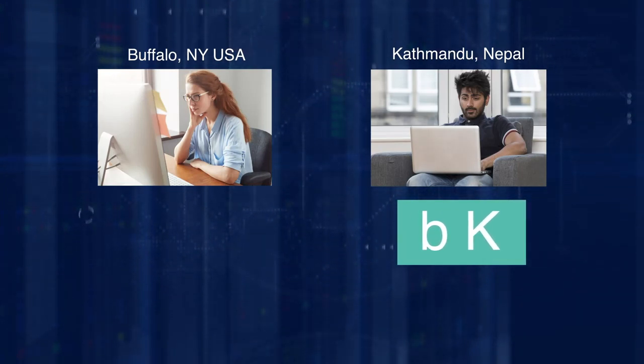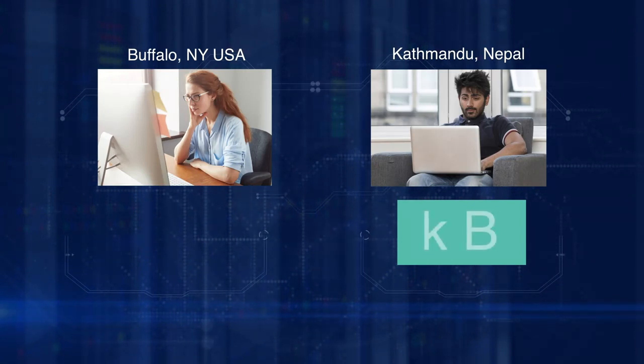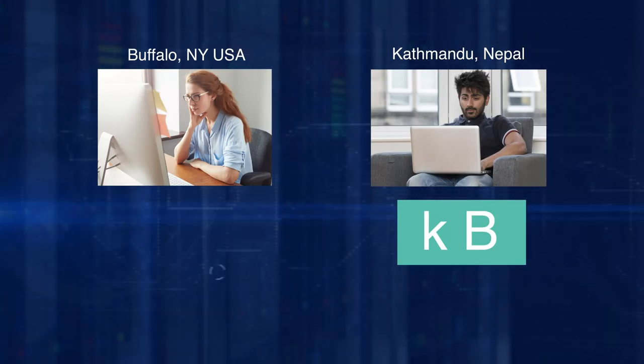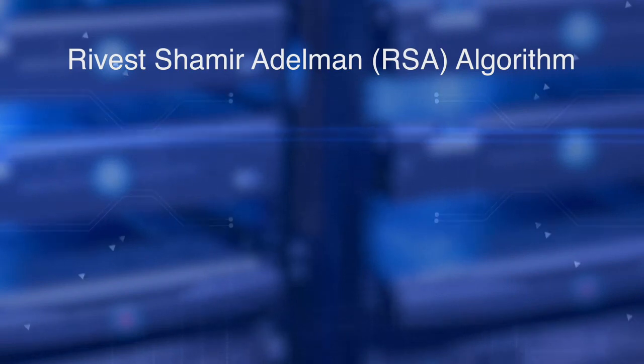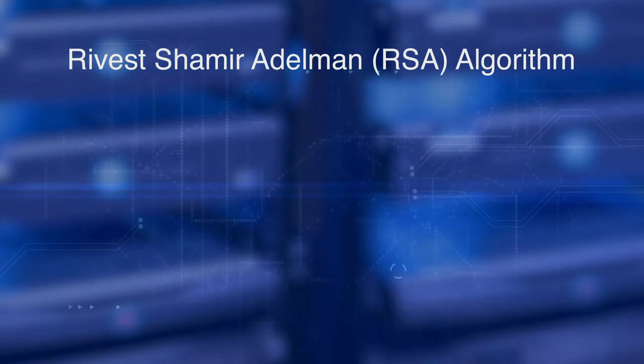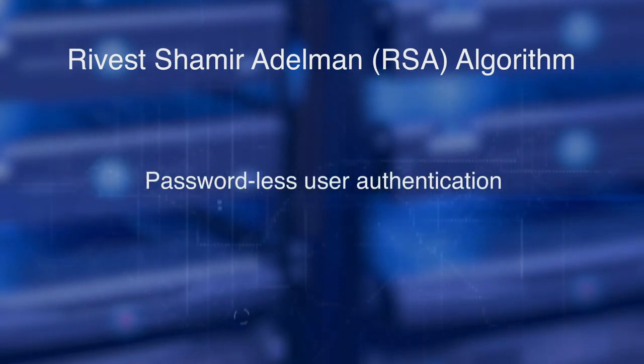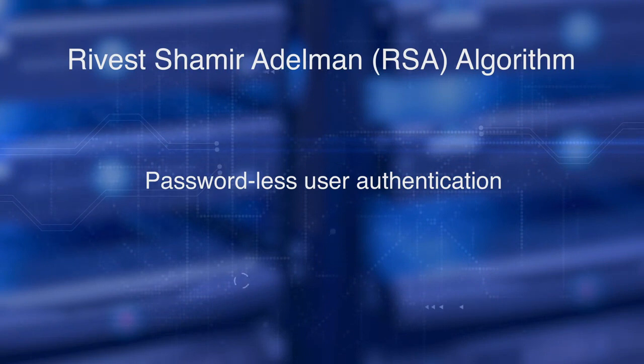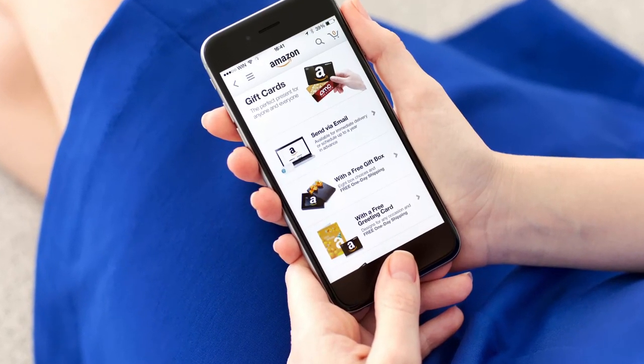Kathmandu will first decrypt the data using its own private key, then use Buffalo's public key to decrypt the signed transaction data. This ensures that only Kathmandu can decrypt and receive the data, and that only Buffalo could have sent the data. A popular implementation of public key, private key is the Rivest-Shamir-Adleman RSA algorithm. Common application of RSA is the passwordless user authentication, for example, for accessing a virtual machine on Amazon Cloud.